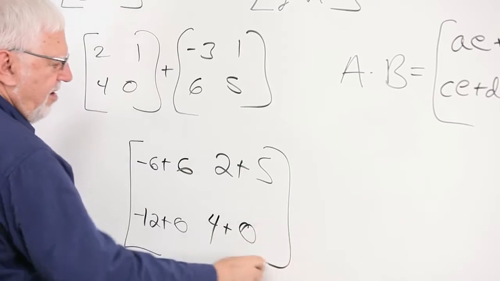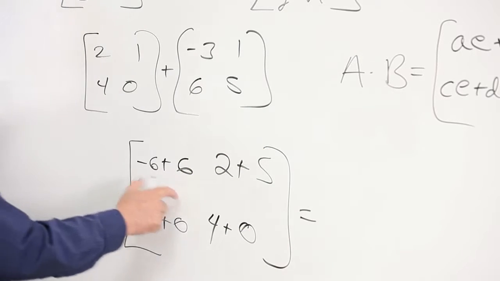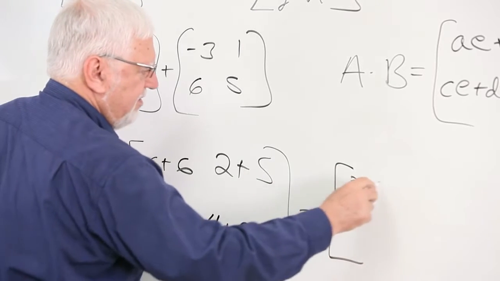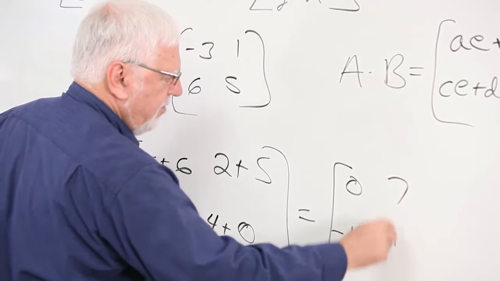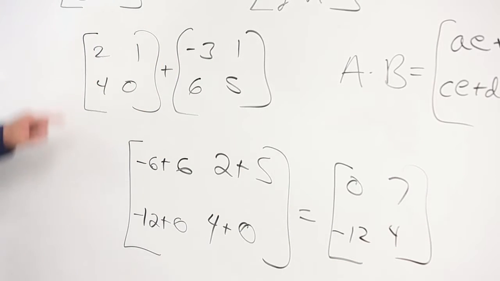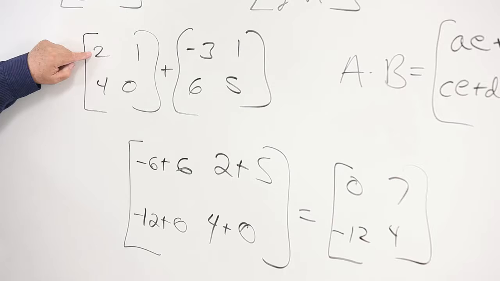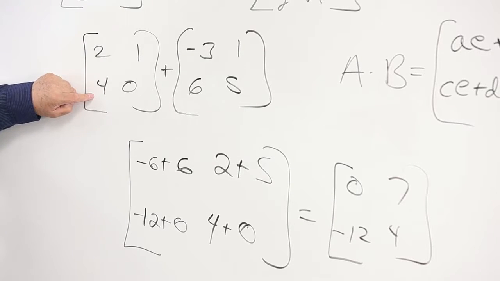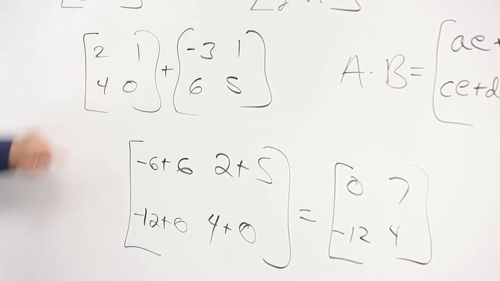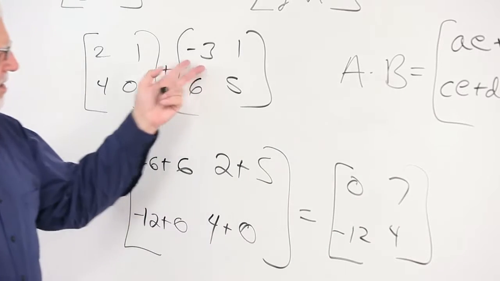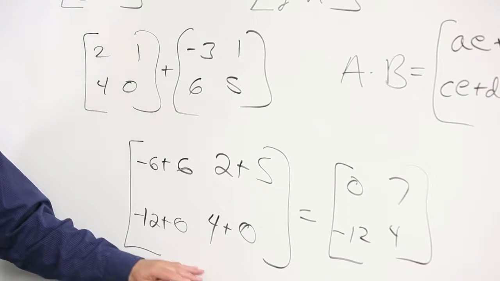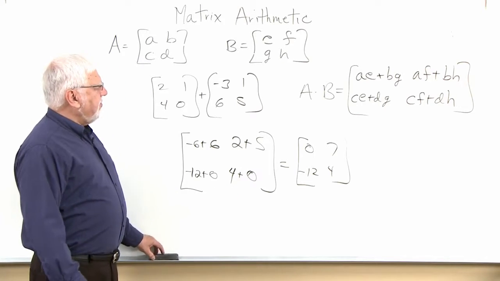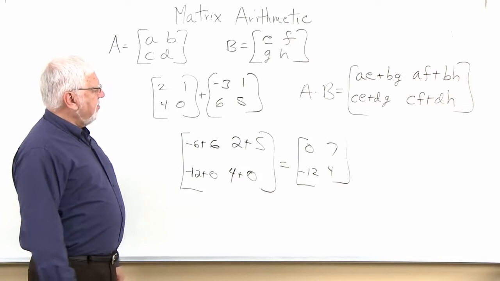So that's our result. So what's our result going to be? 0, 7, negative 12, and 4, if I did everything correctly. And we're going to assume I did. 2 plus 5, negative 12 plus 0, 4 plus 0. So this is the product of these two matrices, using this very unique and I admit very strange tool here. And you can try some of the other ones.